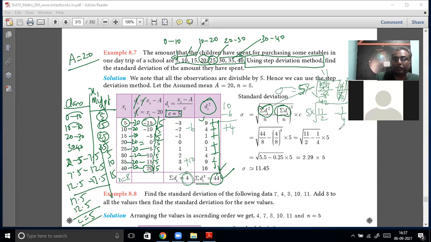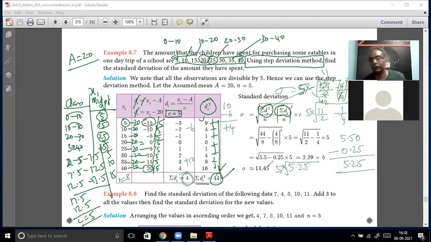So that is equal to 11 by 2 is equal to 5.5. 1 by 4 is equal to 0.25. 5.5 minus 0.25 will be 5.25. So root of 5.25 into 5. Find root of 5.25 in your calculator, how much is it coming? Root of 5.25 is coming correct only, no?